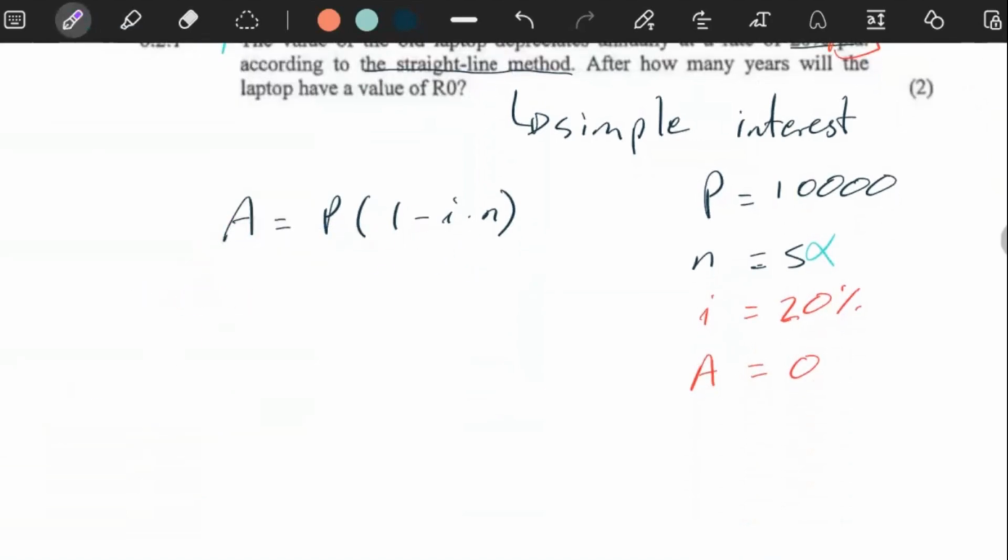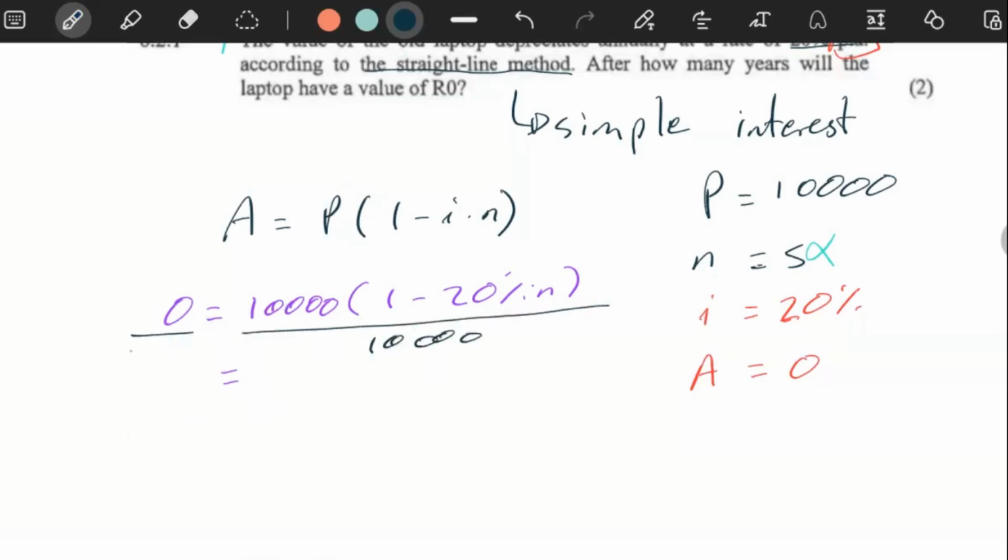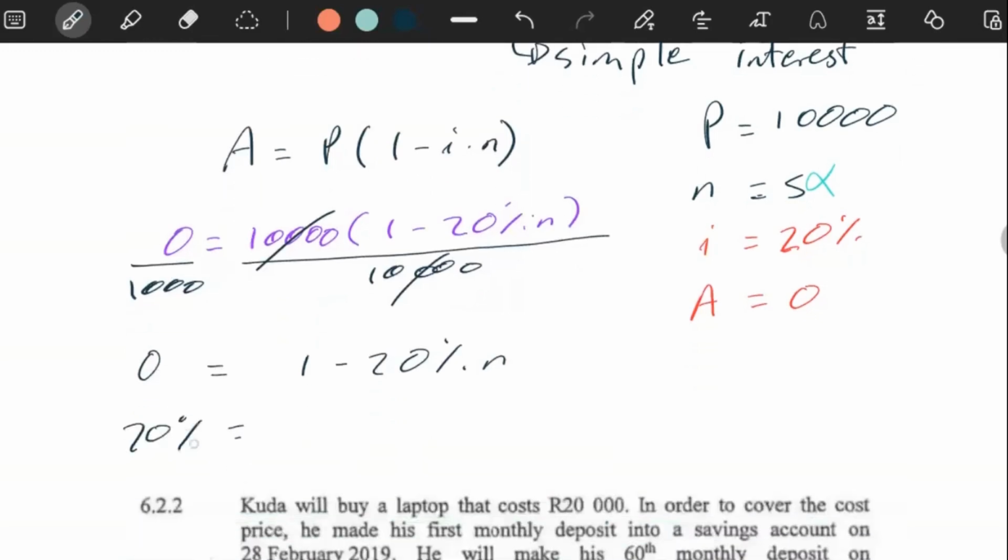So carrying on from here, A is 0, P is 10,000, I is 20%, and the value of n is what we're looking for. So solving for n here is quite straightforward. Funny enough, if you divide both sides by 10,000, you're just going to have the 0 on the other side. So you have here 0 is equal to 1 minus 20% multiplied by n. The 20% we can actually take to the left, so this is like 20% with n as the variable, and then there's 1 here.